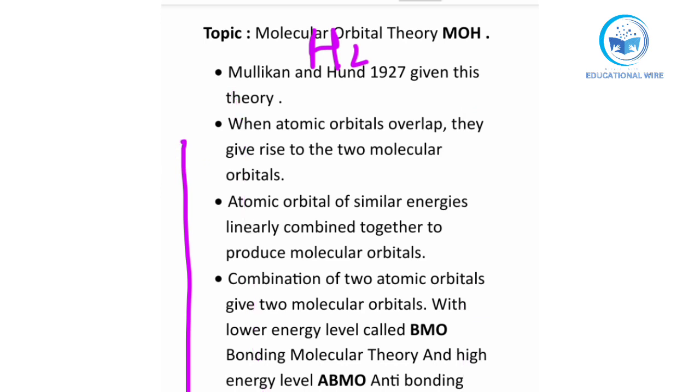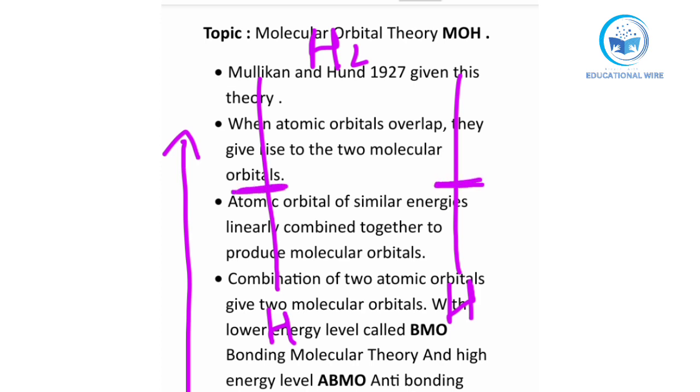These are our two hydrogens, H and H. Now this is our one atomic orbital, and this is our other atomic orbital. It is also 1s, with an upward electron. Now what happens when they join from here to this one.